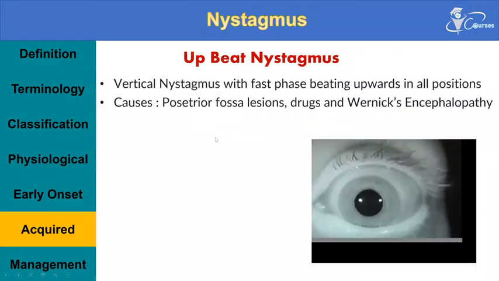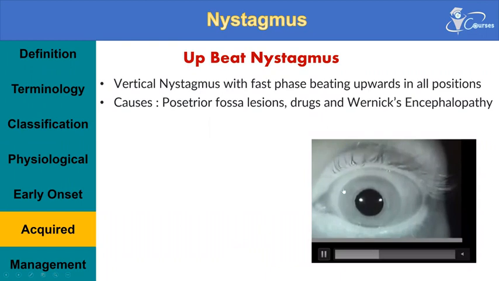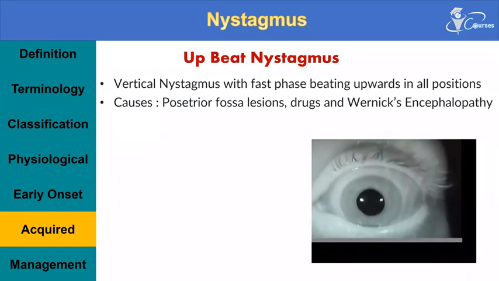If there is downbeat, there will be upbeat. The upbeat is a vertical nystagmus with the fast phase beating upward in all positions. So you see the fast phase is up. We name the upbeat or downbeat by the fast phase. If it is beating down, it is downbeat. If it is beating up, it is upbeat nystagmus. And causes for the upbeat nystagmus will be posterior fossa lesions, some drugs, and Wernicke encephalopathy.